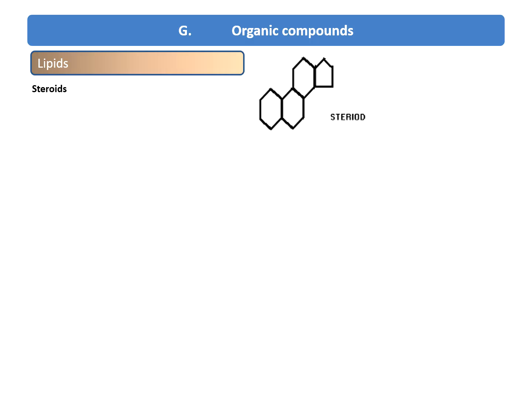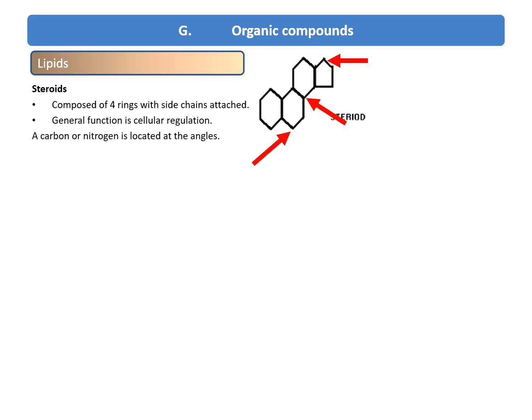Steroids are another type of lipid. They're composed of 4 rings with side chains attached to the rings. The general function is cellular regulation. A carbon or a nitrogen is understood to be located at the angles of the rings. The names usually contain sterol or sterone or a similar term in them.